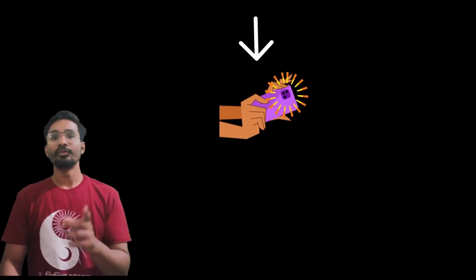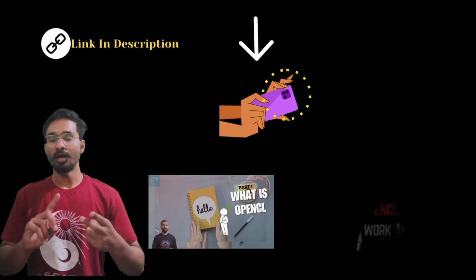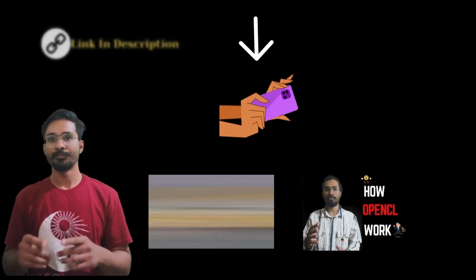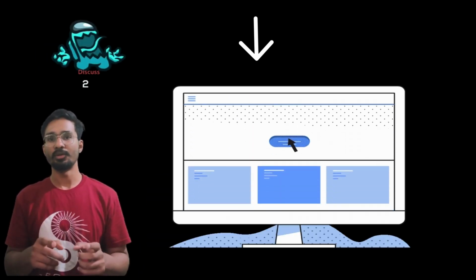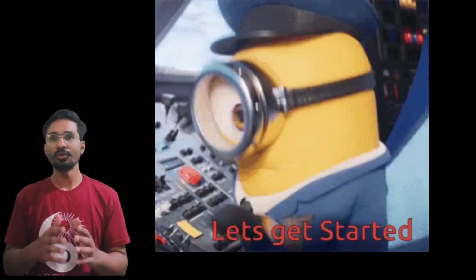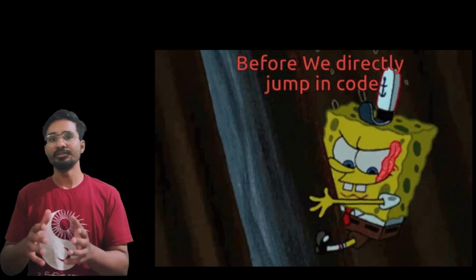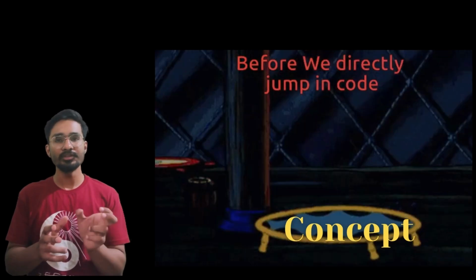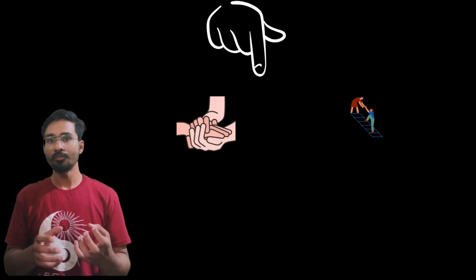In last video, we explored what is OpenCL and how to install OpenCL in our system. In this video, we are going to discuss how to run basic OpenCL code in our system. So let's get started. Before we directly jump into the concept of how to run our basic OpenCL code, here are some foundations which we should be aware of. These foundation concepts will help us to understand how OpenCL works.